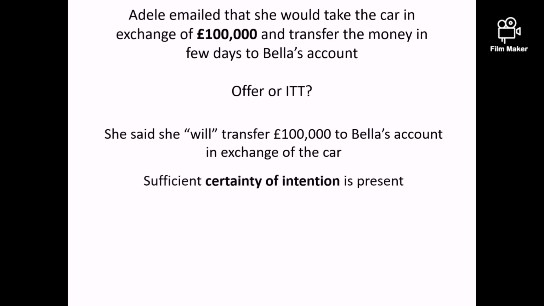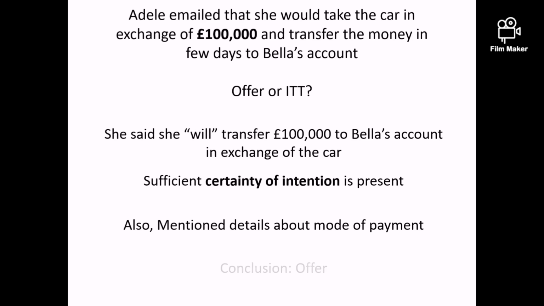Therefore, sufficient certainty of intention is present. Also, Adele mentioned details about mode of payment. Therefore, it is safe to conclude that this was an offer.